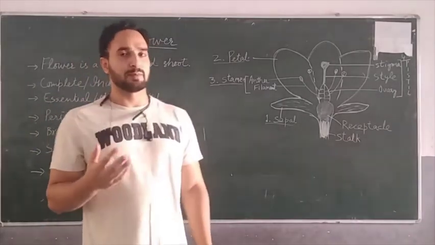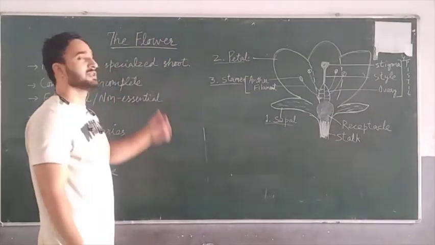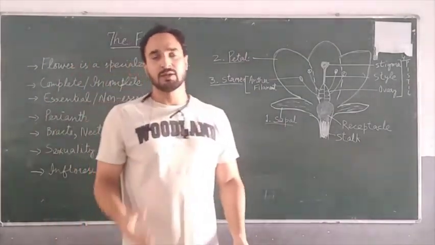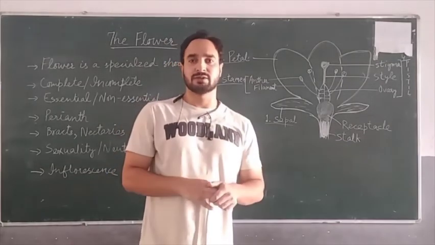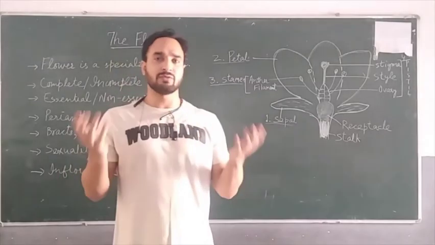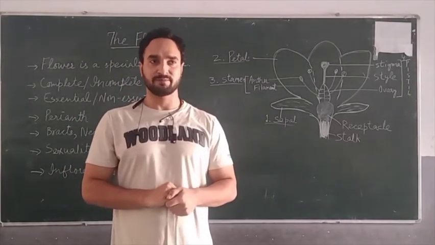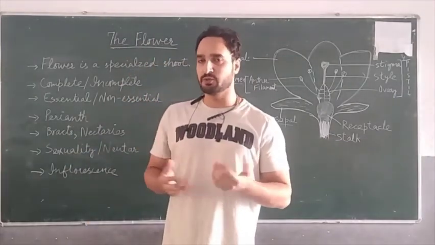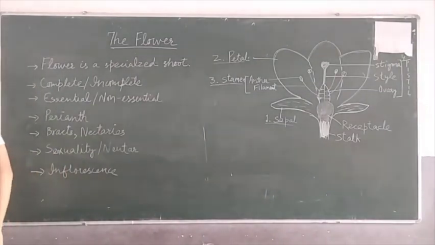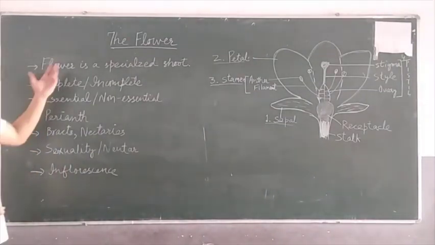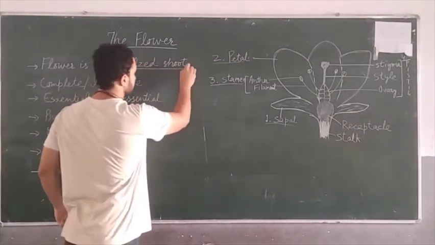We know the different parts of the plant: root, shoot, leaves, etc. So flower is actually a specialized shoot in which the leaves have been modified into different floral parts or floral organs, right? So this is the definition of a flower. Flower is actually a specialized shoot.